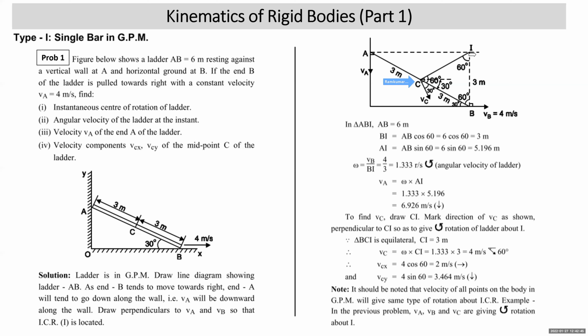You can also check that if you have kept your pencil at I, you can see that VB, VC, VA are giving anti-clockwise rotation only. All points should give anti-clockwise rotation. Now, to get the velocity of point C, you need to find the distance CI.